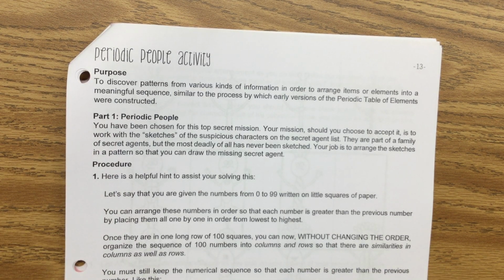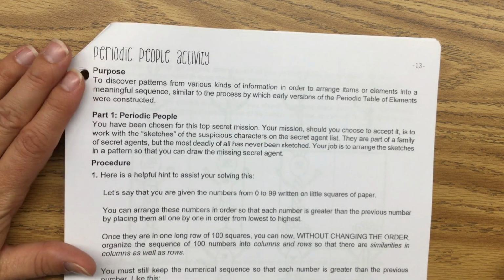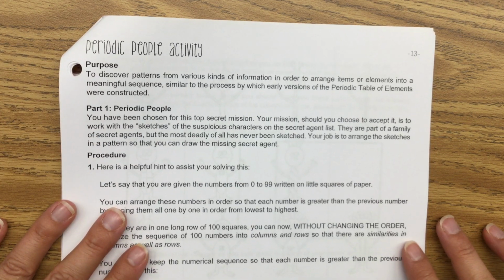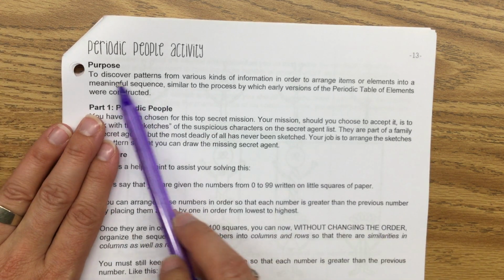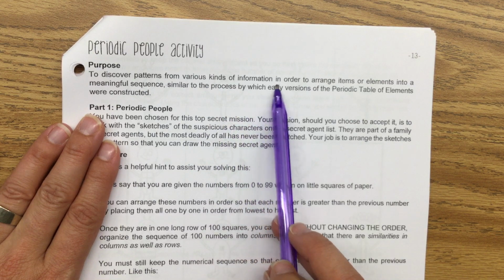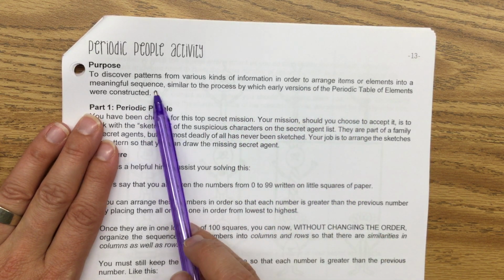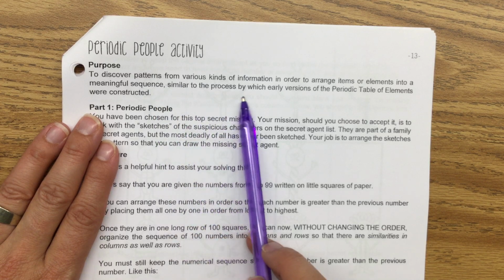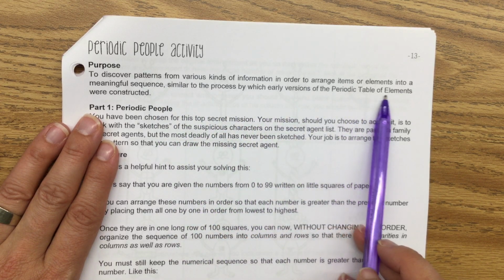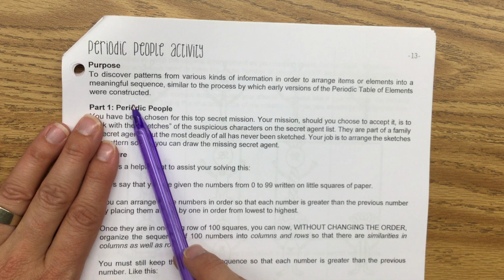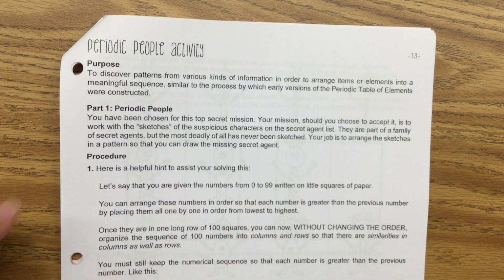Hi there. Okay, we're going to do this really neat activity called the periodic people activity. The purpose of this is to discover patterns from various kinds of information in order to arrange items or elements into a meaningful sequence, similar to the process by which early versions of the periodic table of elements were constructed. Okay, there's two parts.